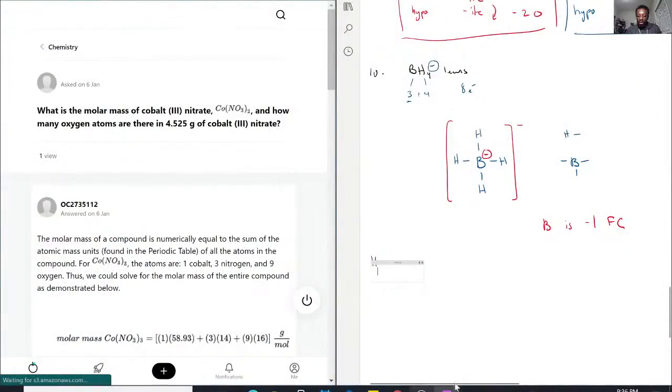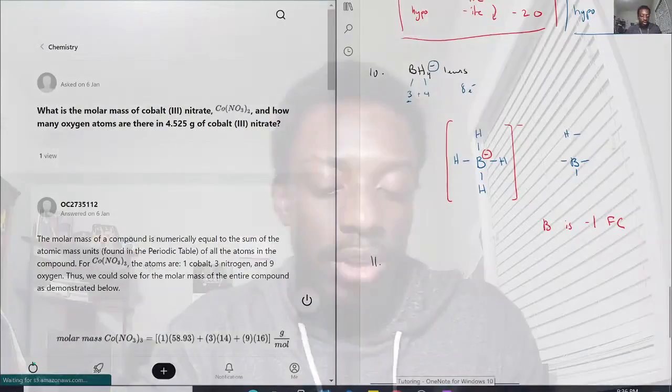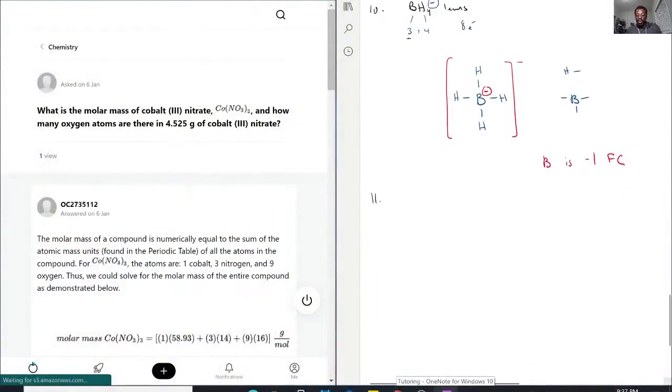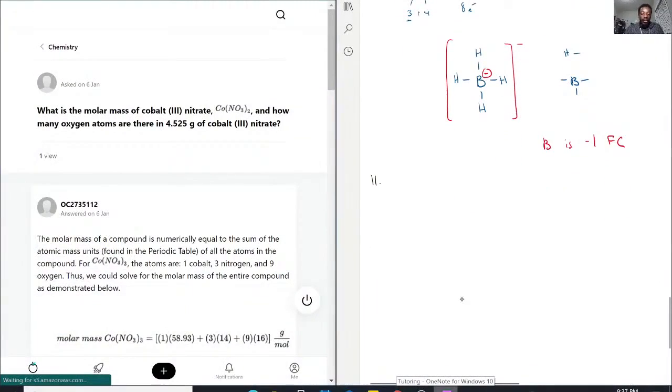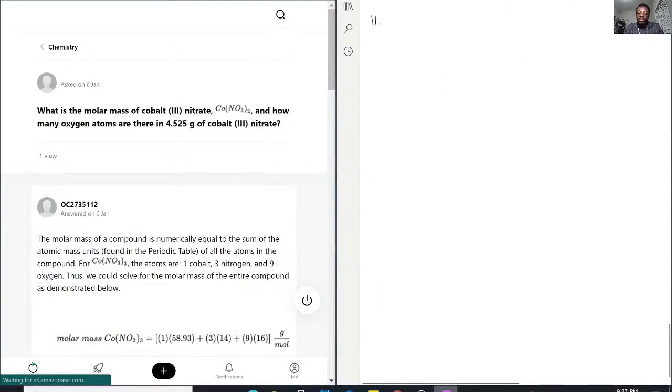Now we can move on safely to question number 11. Hopefully this thing changed. Let me just double check. Okay. So yep, let's move on to question 11. We have: what is the molar mass of cobalt-3 nitrate? And how many oxygen atoms are there in 4.525 grams of cobalt-3 nitrate?